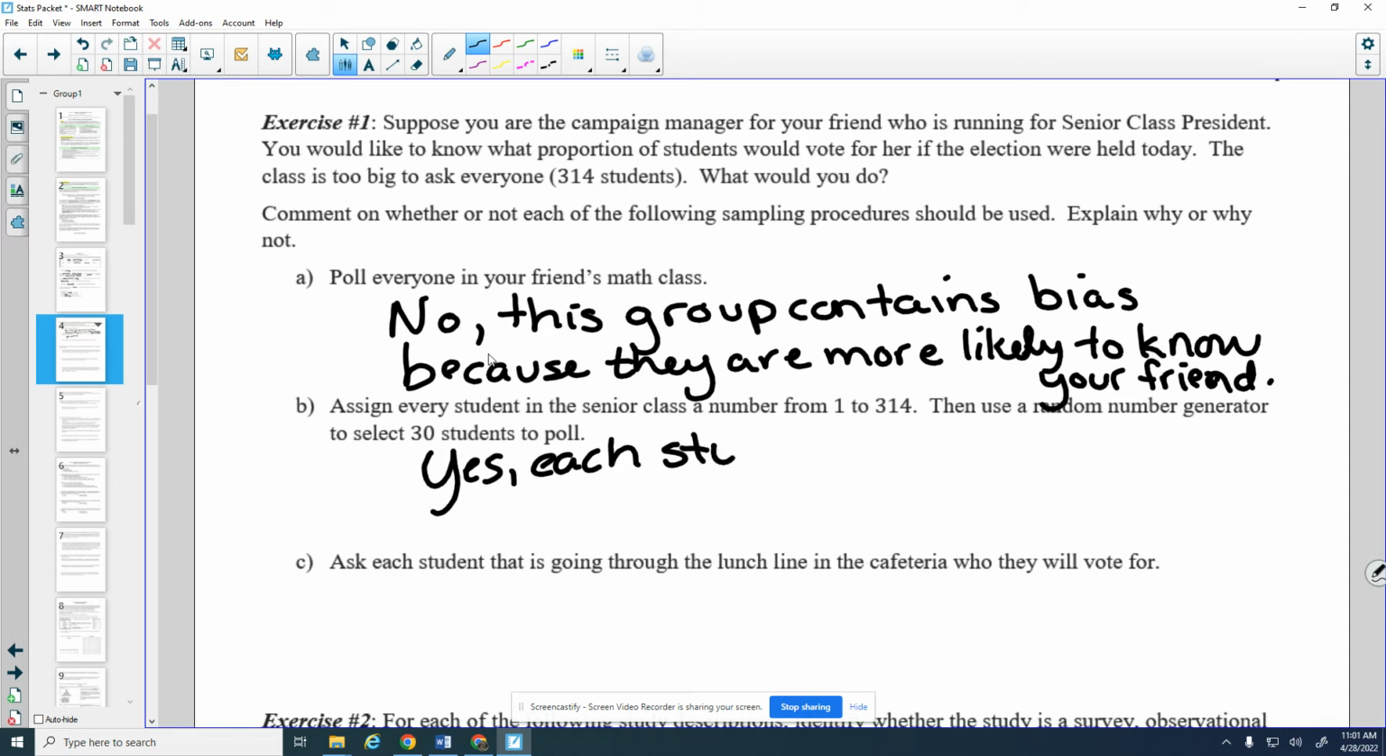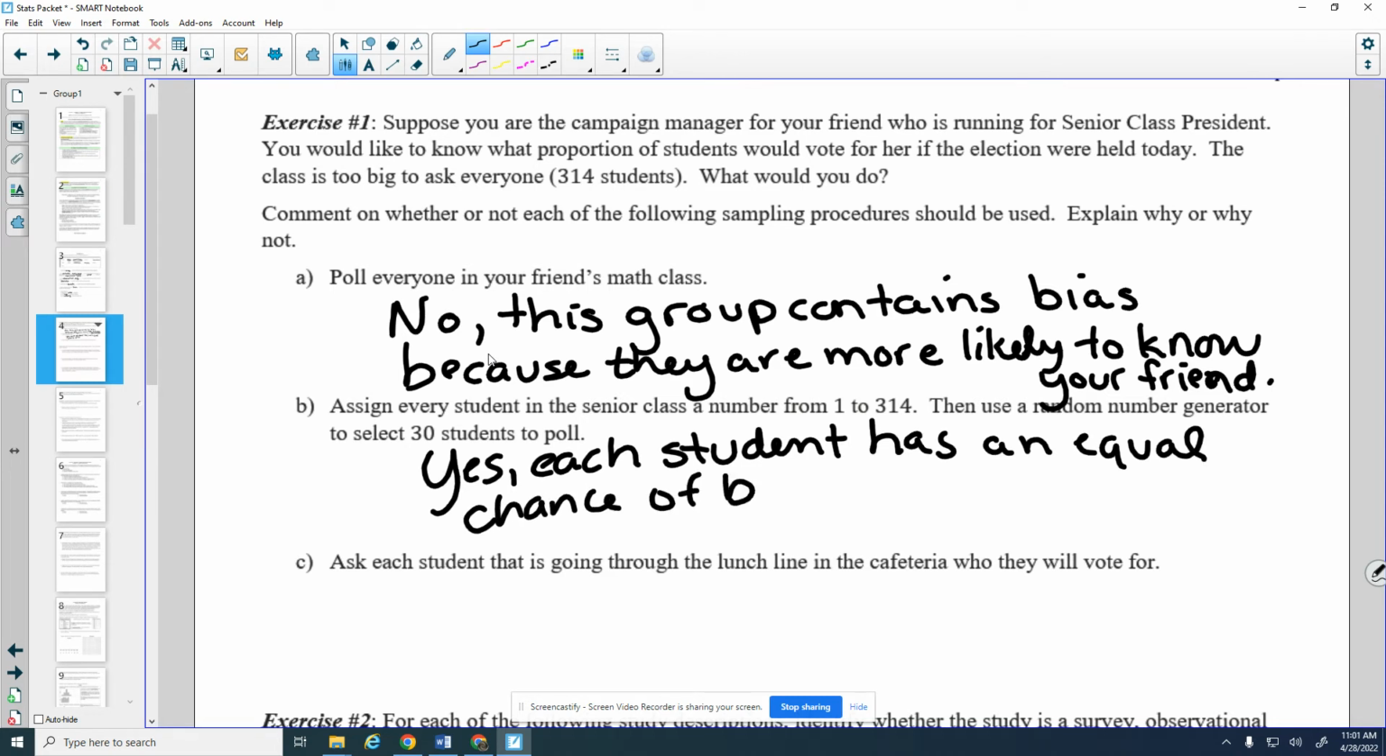Each student has an equal chance of being selected. So we're going to say for the size of the population, this is a sufficiently large sample, so that one looks good.